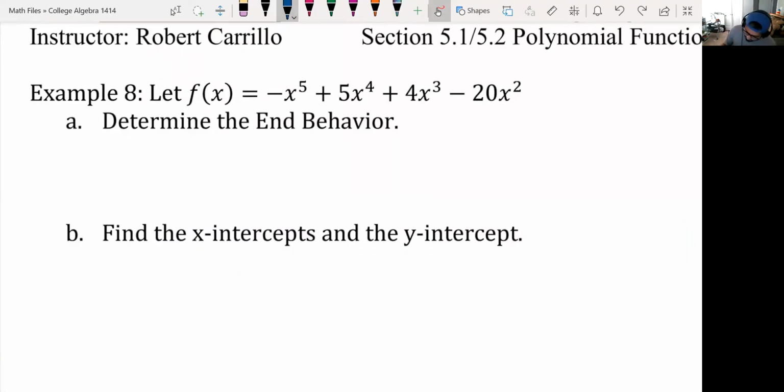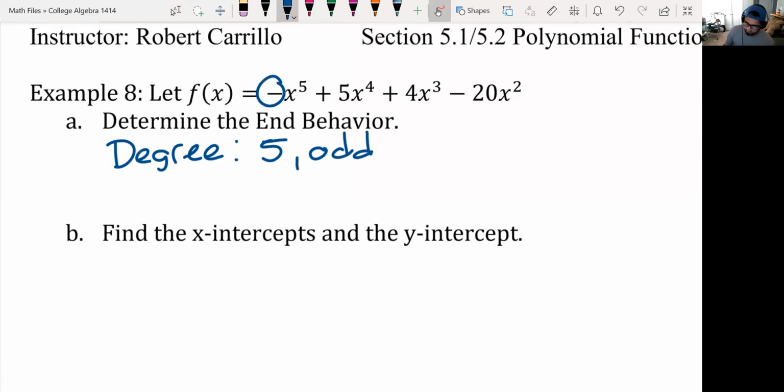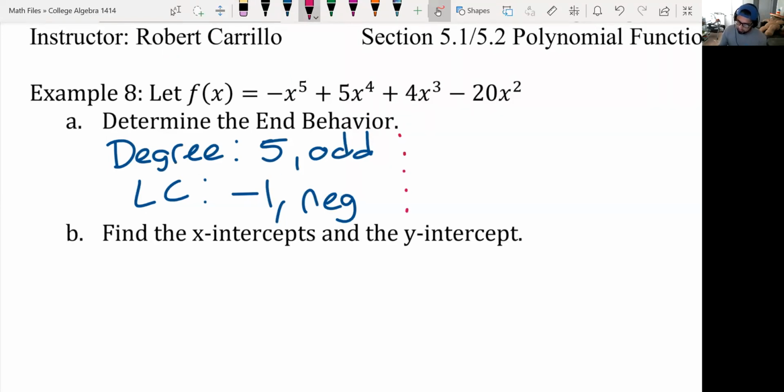First is end behavior. So here, if it's not in factored form, you go with the highest power of the leading term, which is x to the fifth. So my degree is 5, which is odd. My leading coefficient is -1, which is negative. And this function will look like it says, what does it resemble? And we say it resembles the power function of x to the fifth. That's all we say, resembles x to the fifth.